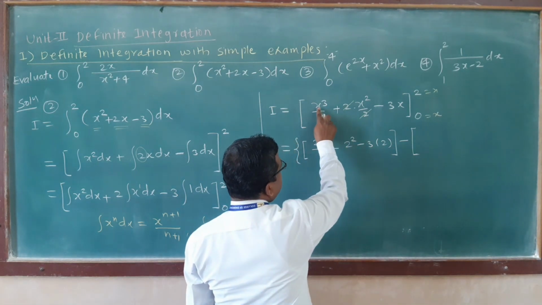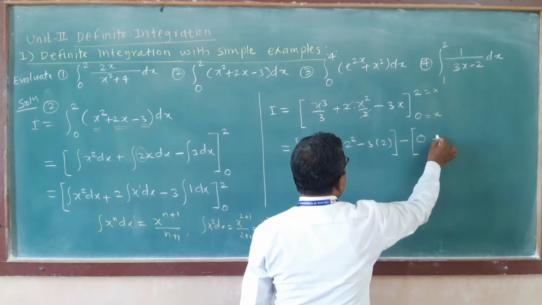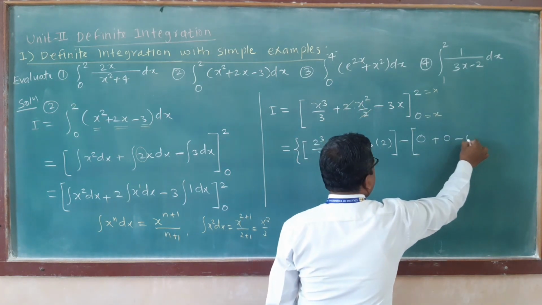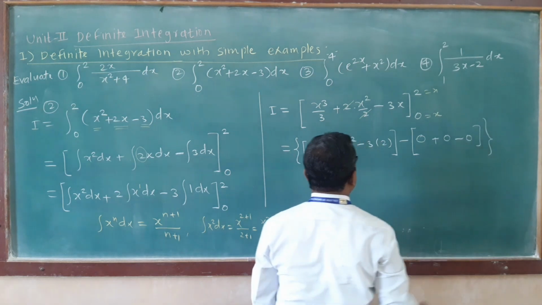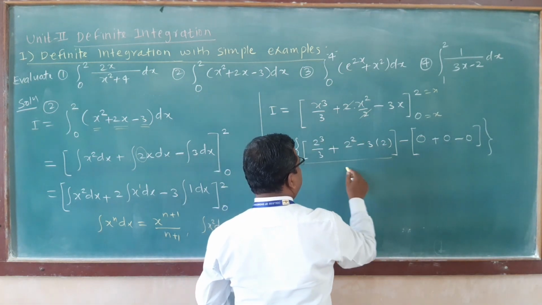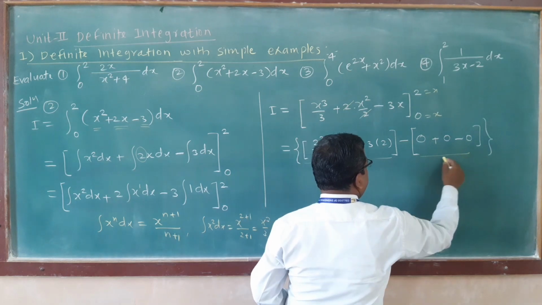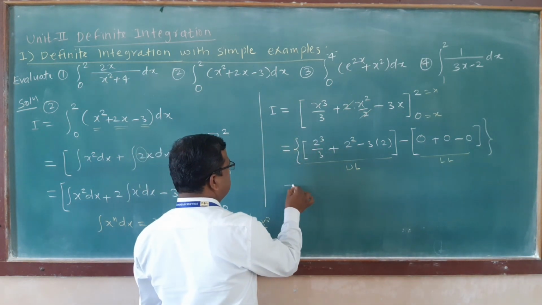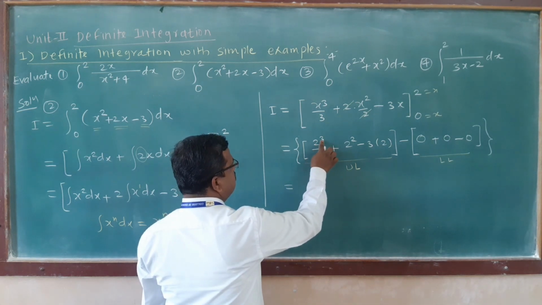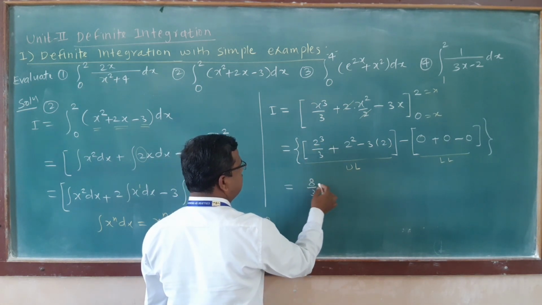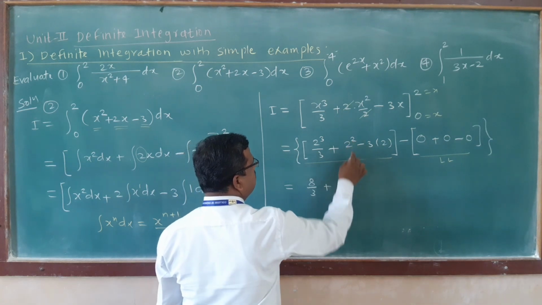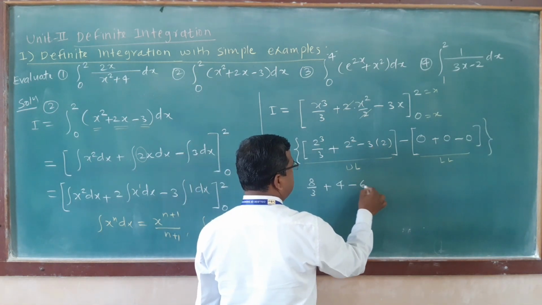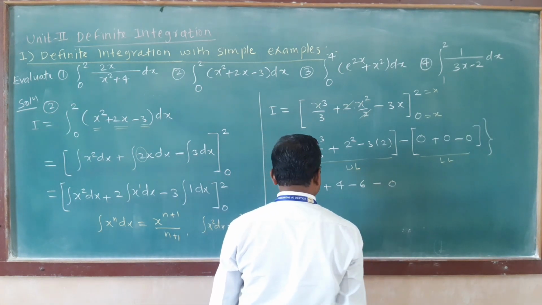Now put x equal to 0, this term becomes 0, plus if you put x 0 here, this also becomes 0, minus this will be also 0. So this is upper limit minus this is lower limit, which is equal to, now simplify this, this is a 2 cube which is 8 upon 3 plus this is 2 square, that is 4, minus 3 into 2, that is minus 6, minus this will be 0.